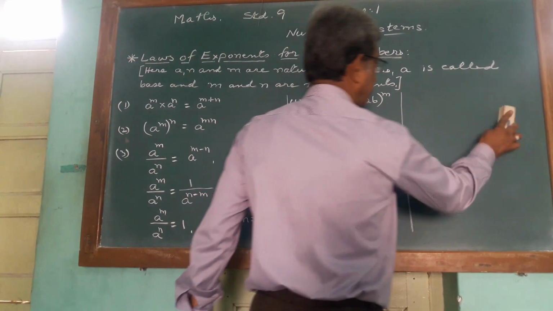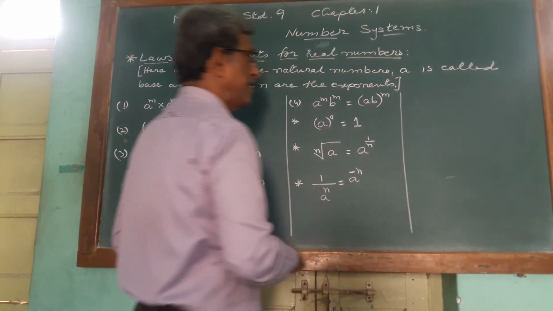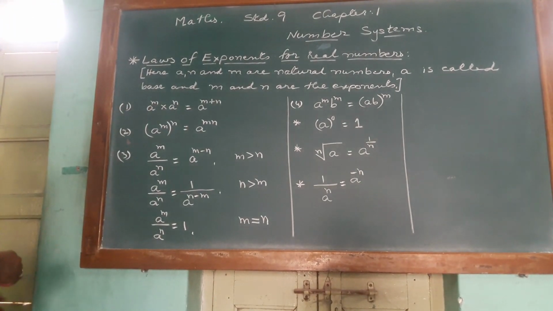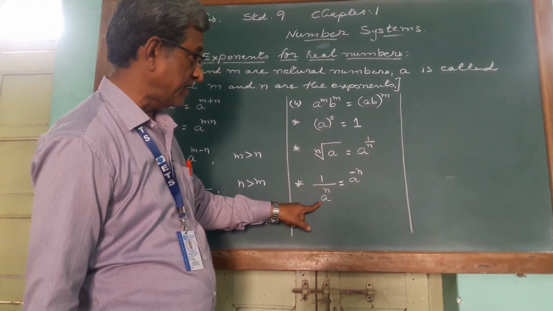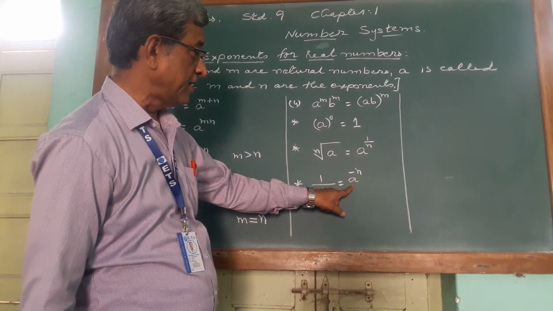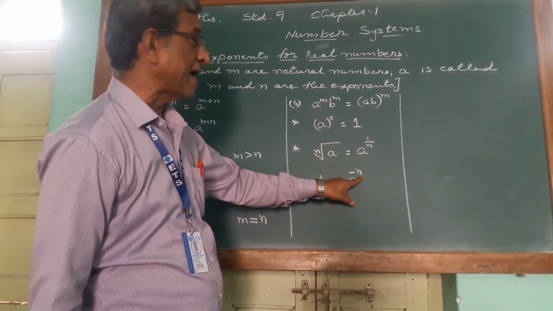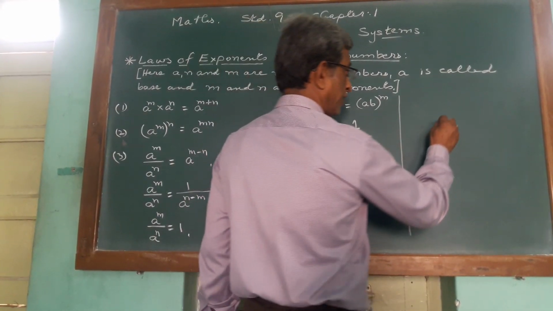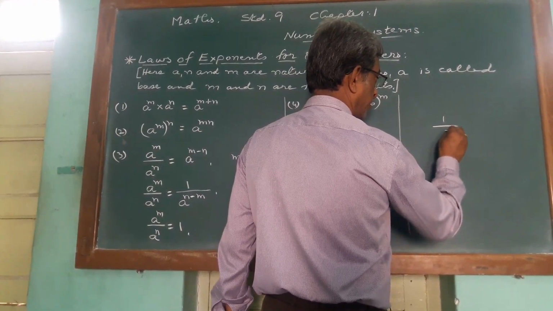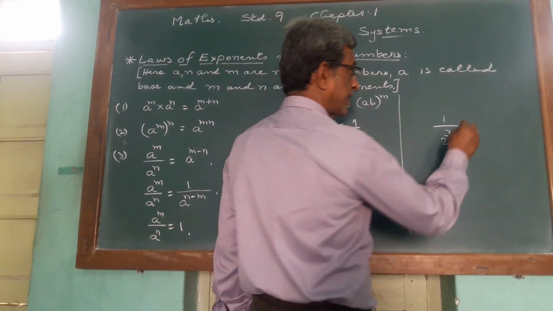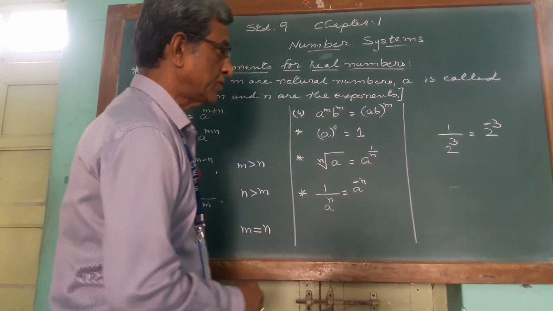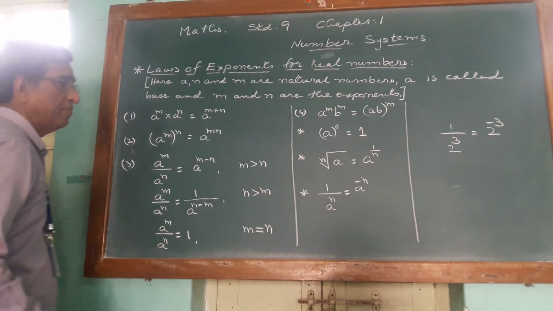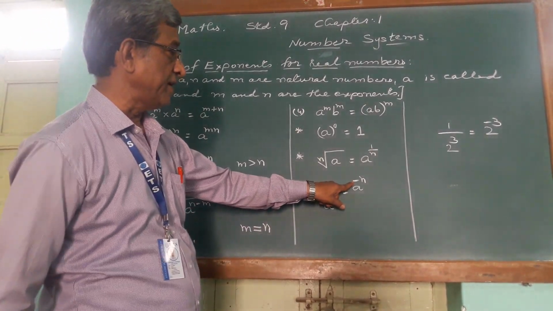Now if you bring the power from denominator to numerator, its sign will be changed. 1 upon a raised to n, if you write in numerator, it will be a raised to minus n. It means 1 upon 2 raised to 3 can be written as 2 raised to minus 3. So when you bring that in numerator, its sign will be changed.